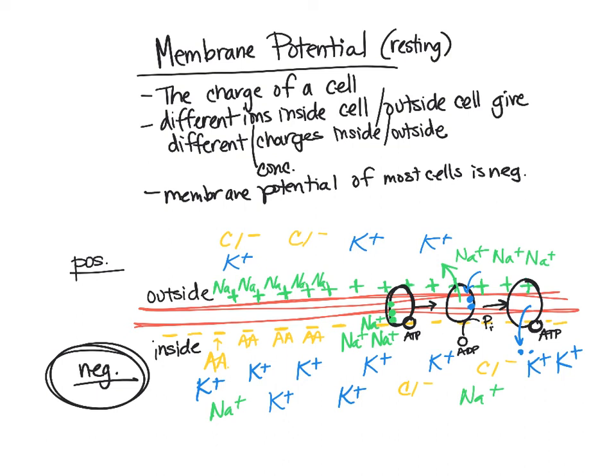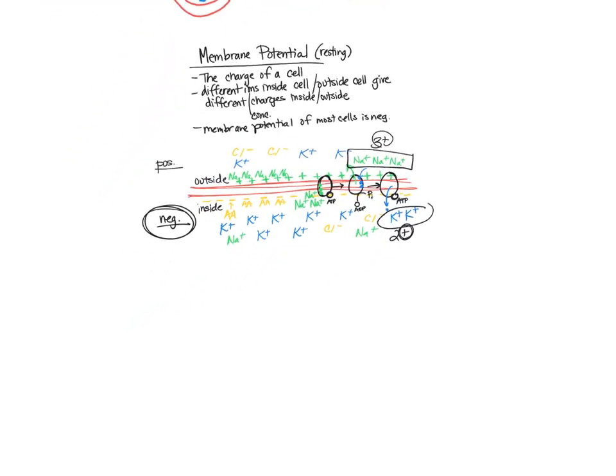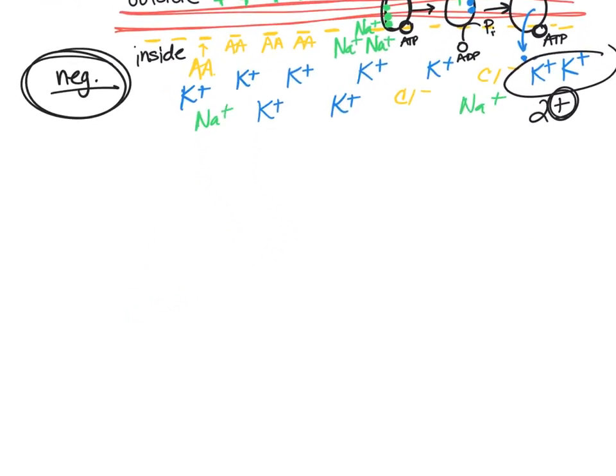But if you'll look, what we've done is we've put 3 positives on the outside of the cell and only 2 positives on the inside of the cell. And so that gives us this slightly negative charge on the inside because we don't have as much positive on the inside as we have on the outside. And so we have more negativity on the inside, more positive on the outside. Now, some cells can change their membrane potential. And so that's why I also mentioned that this is a resting membrane potential.